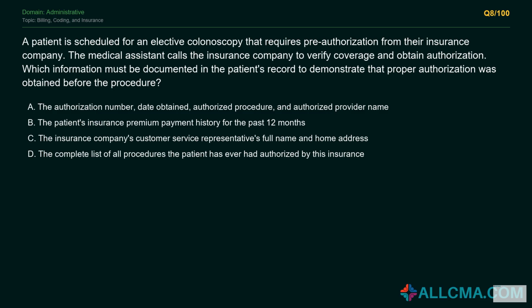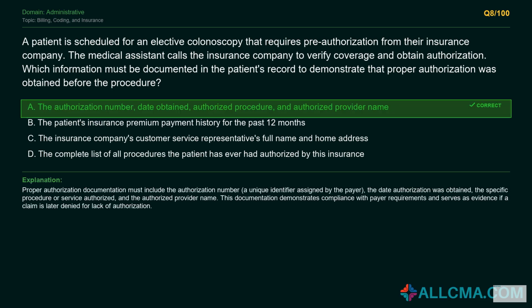Option B, the patient's insurance premium payment history for the past 12 months. Option C, the insurance company's customer service representative's full name and home address. Option D, the complete list of all procedures the patient has ever had authorized by this insurance. The correct answer is A.